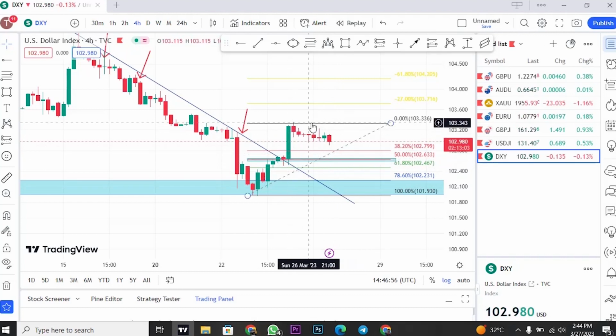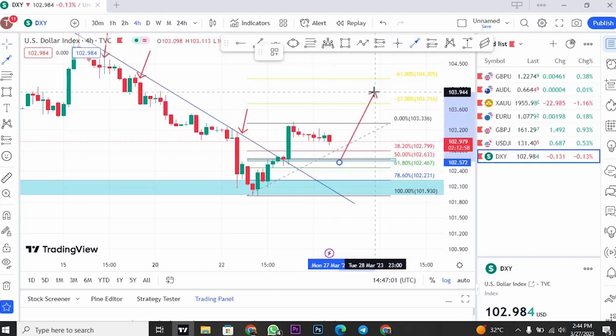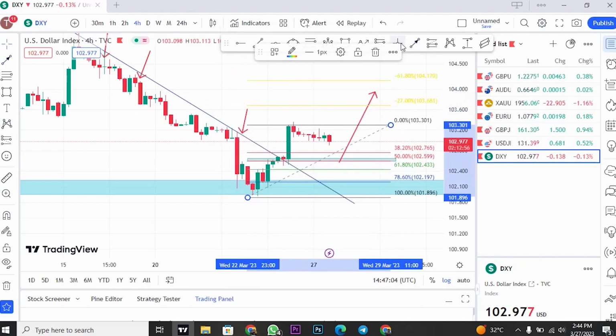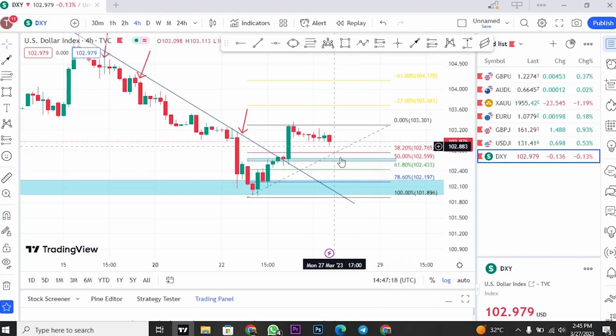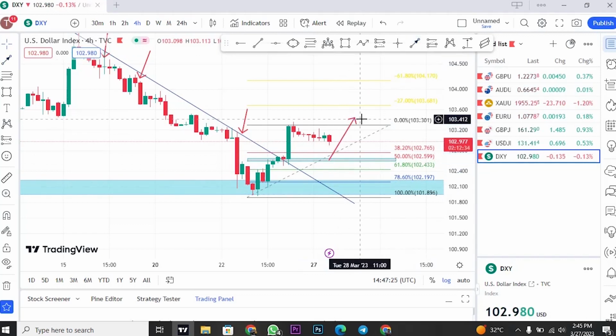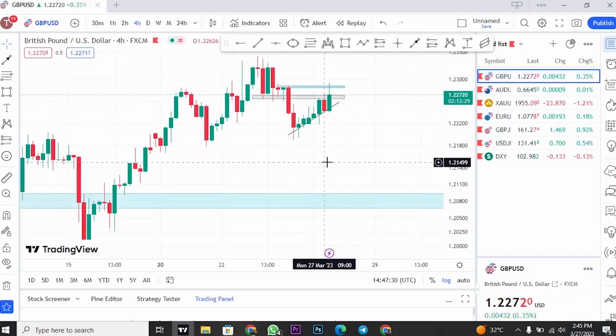Now retesting the support again, price is consolidating and then pushing to the upside. So we want price to pull back onto the 50% retracement level right at this point, and then a strong buy to the upside. The DXY is currently skyrocketing. I want price to pull back to the 50% retracement level, and then a big push to the upside. Let's move on to the GBPUSD.